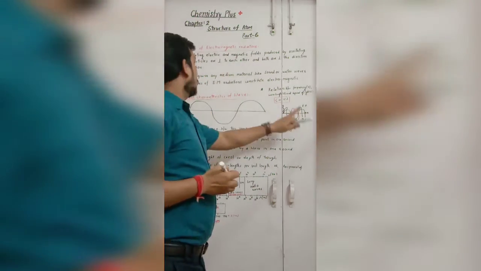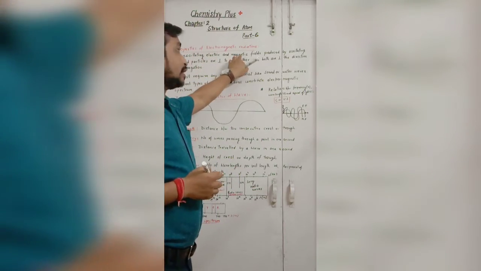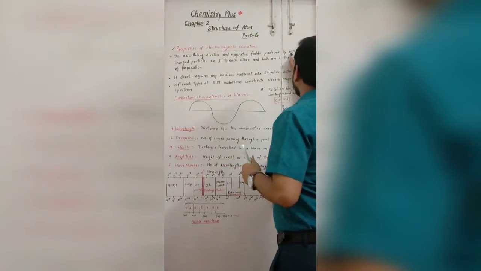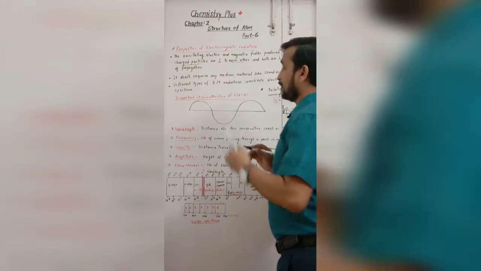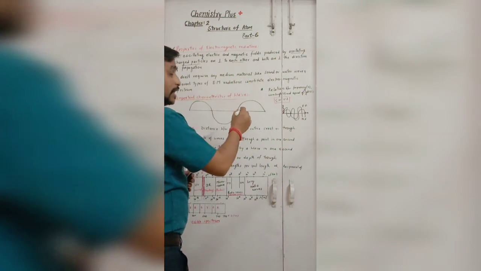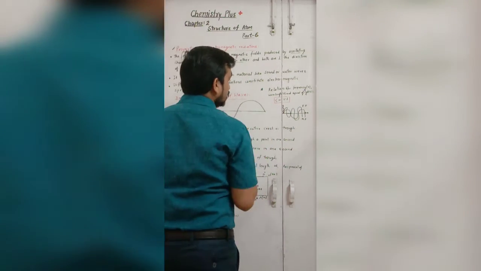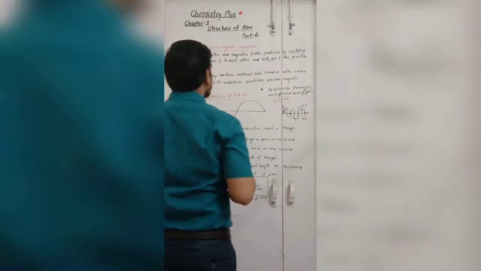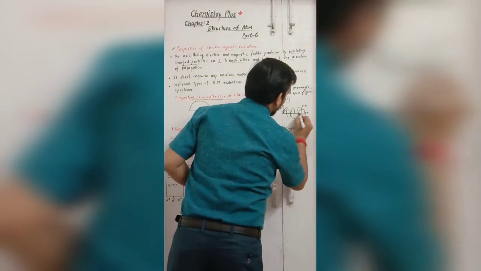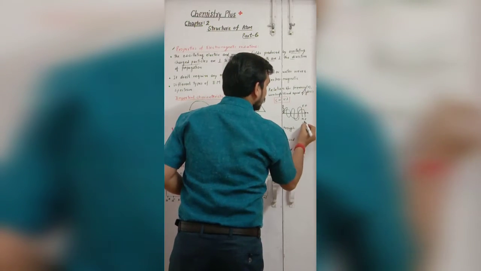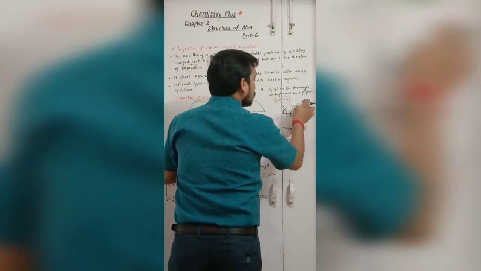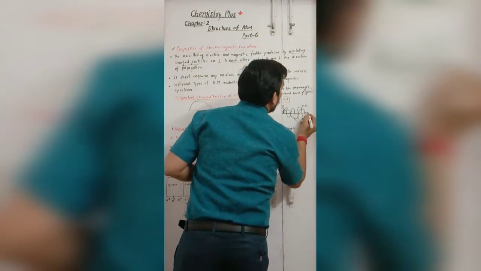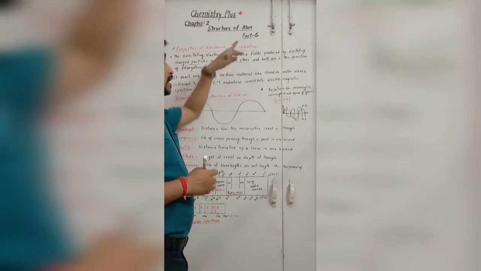Very first, whenever an oscillating charged particle produces oscillating electric and magnetic fields, these fields are perpendicular to each other, and both are perpendicular to the direction of propagation. The electric and magnetic fields produced by the charged particle are mutually perpendicular, as well as both being perpendicular to the direction of propagation. So this is the very first characteristic property of electromagnetic radiation.